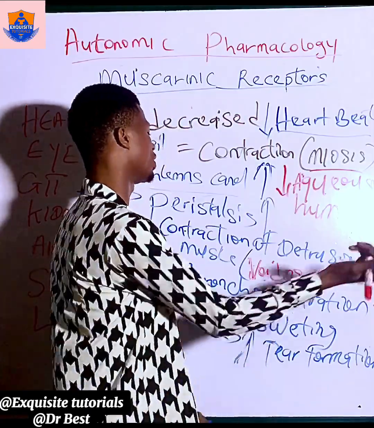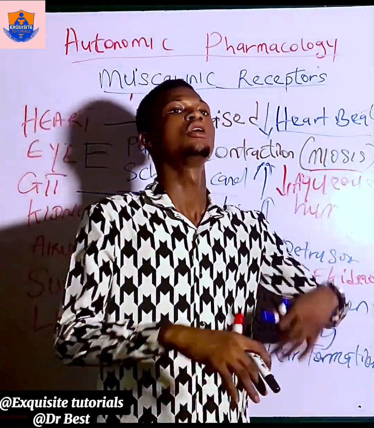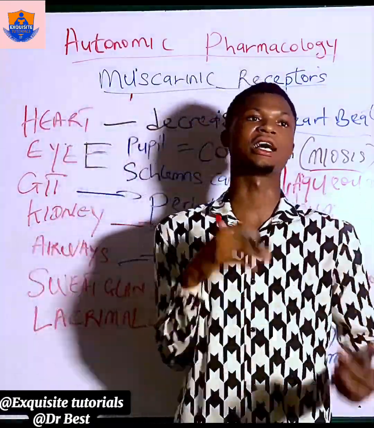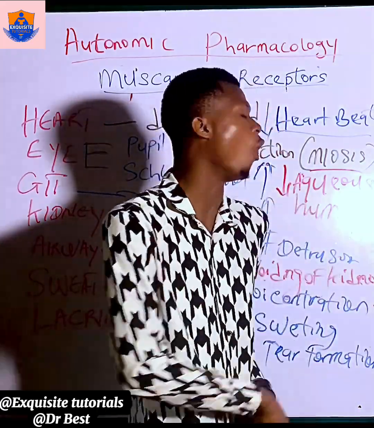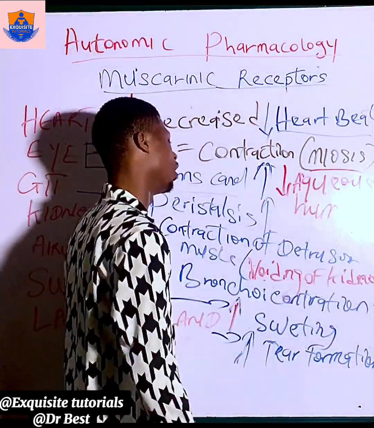You can also check your kidney, volume of urine, increasing how frequently you urinate. So for those of you that used to urinate so often, don't take any substance that is going to increase stimulation of muscarinic receptors in your kidney.